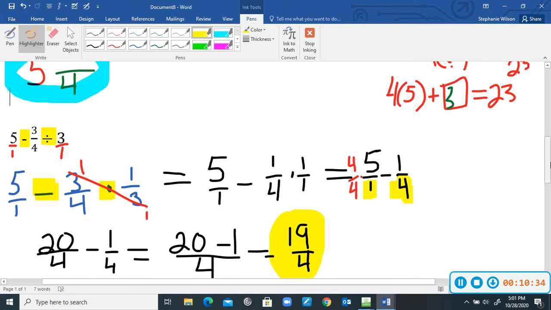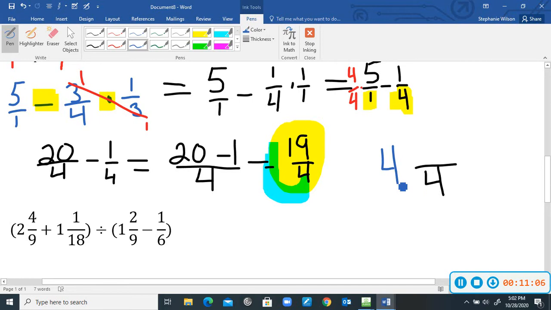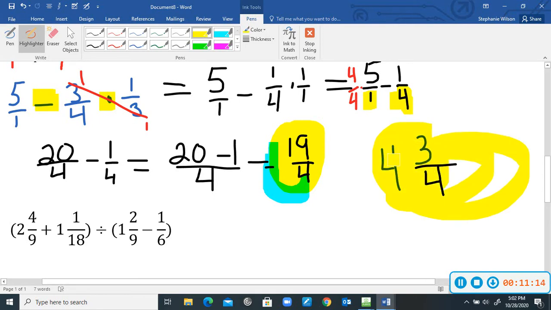So if I write it as a mixed number, I know that the denominator does not change. I ask myself, 4 times what will get me close to 19? Well, I know that 4 times 4 is 16. If I say 4 times 5 is 20, that busted. It went over the 19, so we got to stay below 19. So it's going to be 4. So 4 times 4 is 16. 16 plus what to get 19? Plus 3. So now I have my mixed number. So I have my answer in improper and mixed number form.